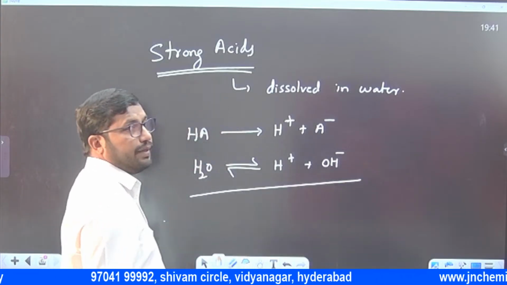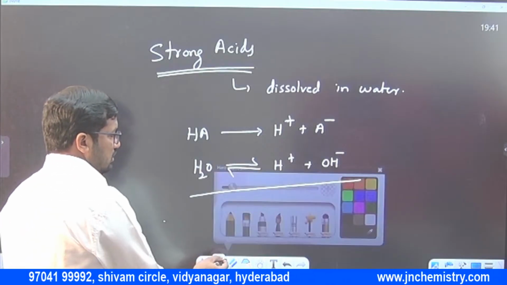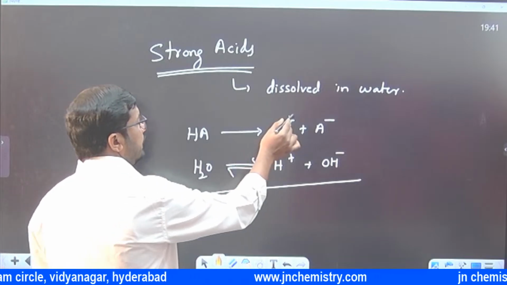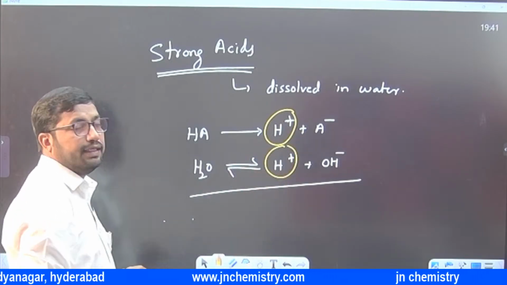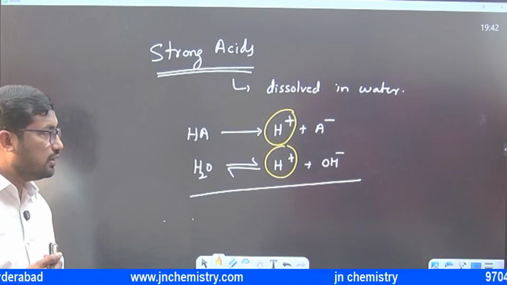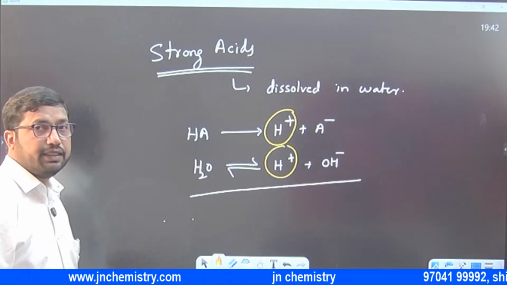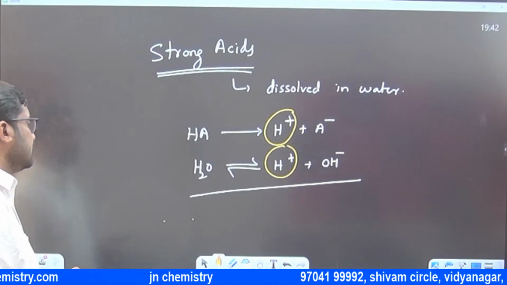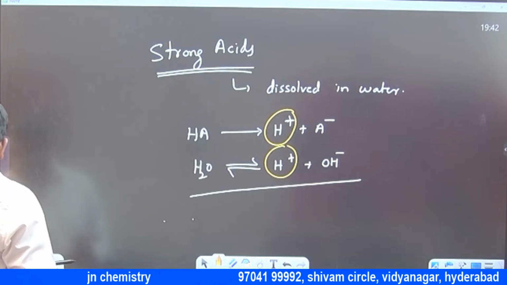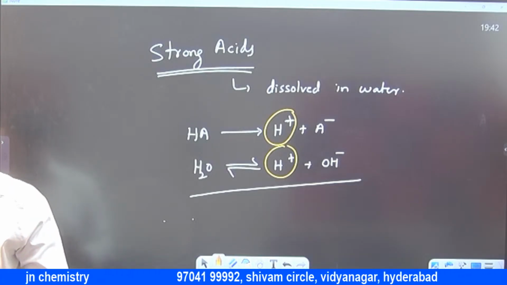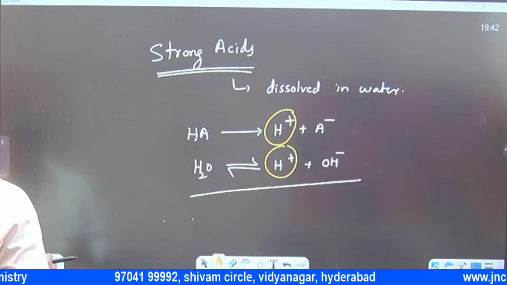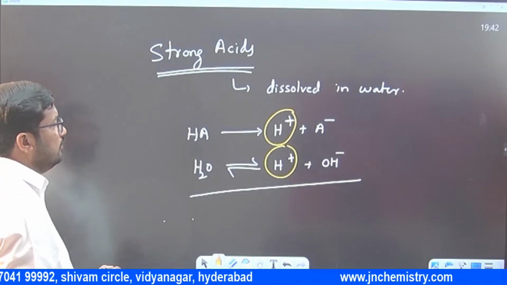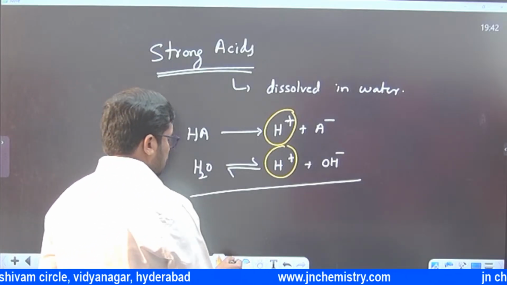So how can we calculate the pH, right? Now the H plus is coming from acid as well as water. Write it down. H plus is coming from acid as well as water. Here, try to understand.